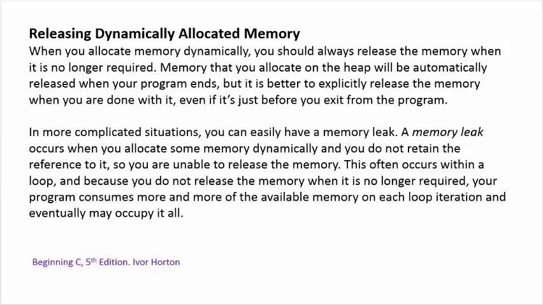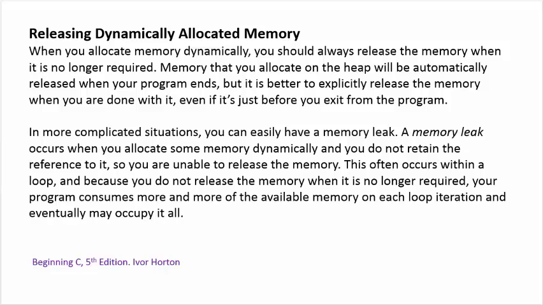So you should always release the memory when you're done with it. When it's no longer required, you're getting to the end of your program execution, you should release that memory. You should actually release it and clear it. Now, the memory that you've allocated is on the heap, as we say, and it is automatically released when your program ends, but it is safer to explicitly release it and clear it just as you exit the program.